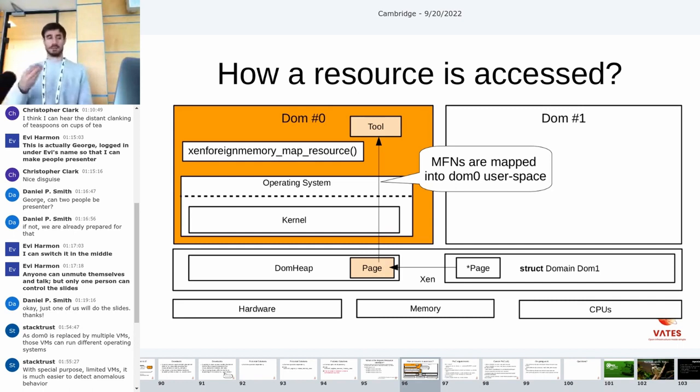So how exactly is a resource accessed? Well, a resource is represented with a page that is allocated from the domain heap, and then the pointer to this page is most of the time kept in a structure, like for example, struct domain. Then the tool in DOM0 is going to, for example, use the xenforeignmemory map resource to map this page in its own user space. So at the end, you get this data by using shared memory, let's say. Instead of having a hypercall to query, you just let the hypervisor write to that region.